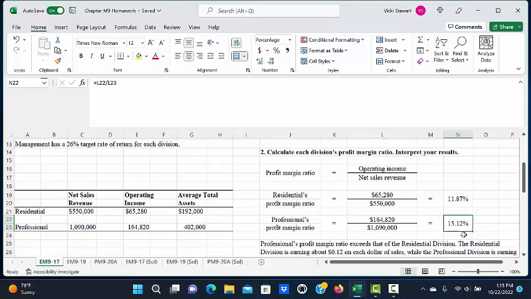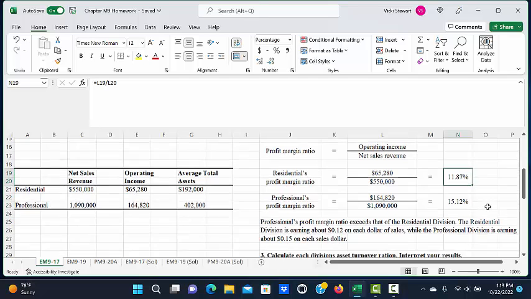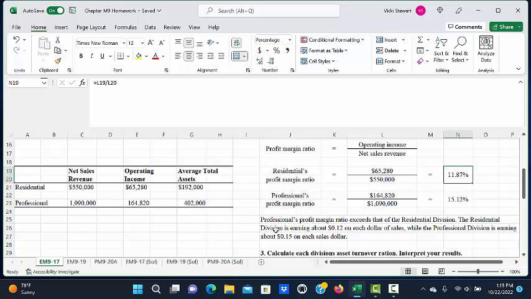15.12%. The interpretation of this ratio is that the professional profit margin ratio exceeds that of the residential division. What this means is the residential division is earning about 12 cents on each dollar of sales, while the professional division is earning about 15 cents on each sales dollar.